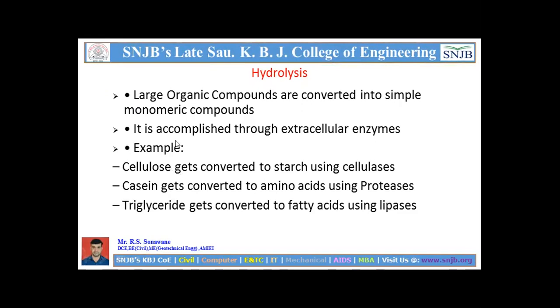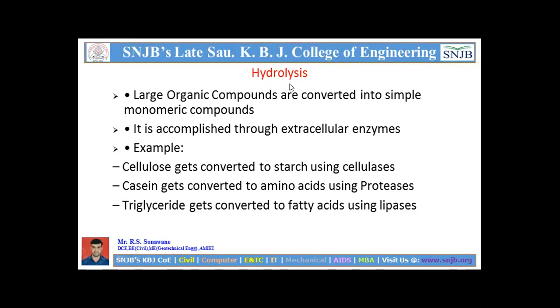For example, cellulose gets converted into starch using cellulase. Casein gets converted to amino acids using proteases. Triglycerides get converted to fatty acids using lipases. So this mainly focuses on two factors: large organic compounds are converted into simple monomeric compounds, and second, it is accomplished through extracellular enzymes, for which examples are given here.